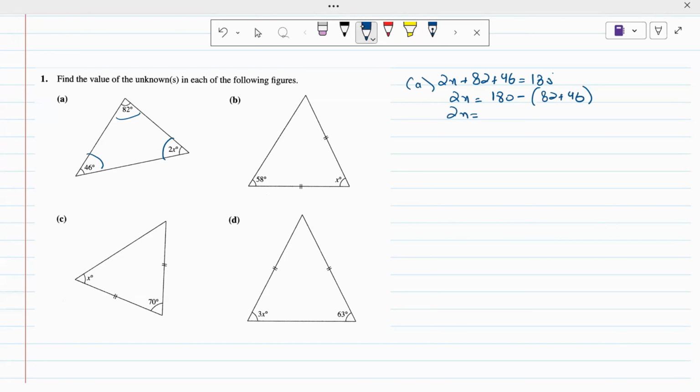So that should be equal to 52, and x is equal to 52 upon 2, which is 26. So we get x as 26.